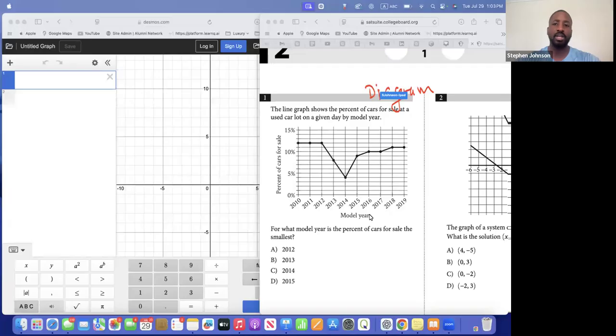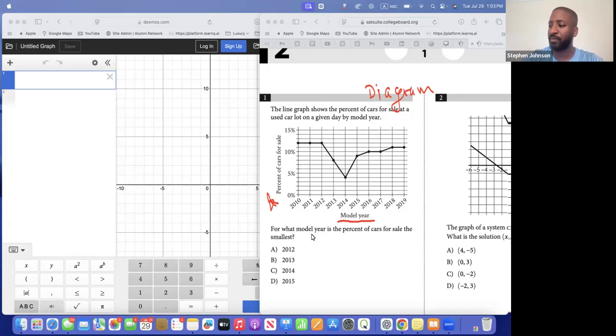So how do I solve this? I'm going to stop to solve this question. It says the line graph shows a percent of cars for sale at a used car lot on a given day by model year. Whenever there's a diagram provided, it's good, especially for graphs, to look at, well, what's the x-axis? Looks like it's model year. What is the y-axis? It looks like it is percent of cars for sale. The question says, for what model year is the percent of cars for sale the smallest?